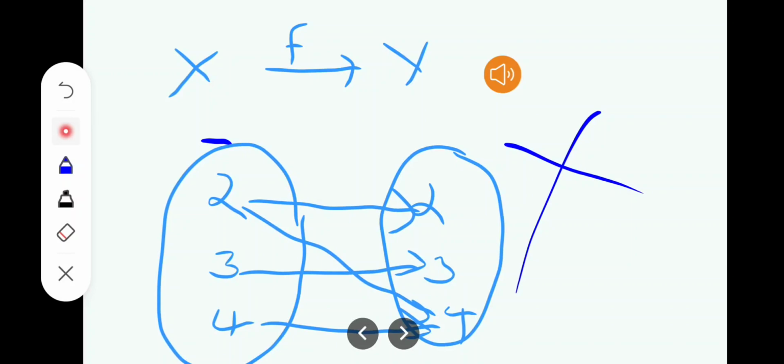Consider another example. In this example, the first element 2 in X has two different images, 2 and 4, in Y. Hence, this relation is not a function.